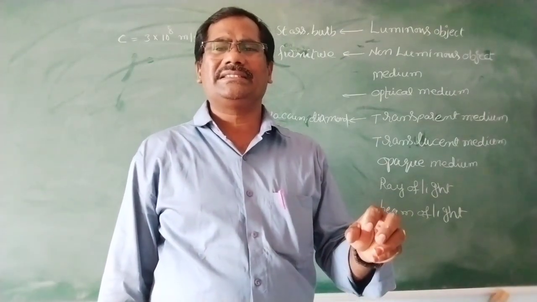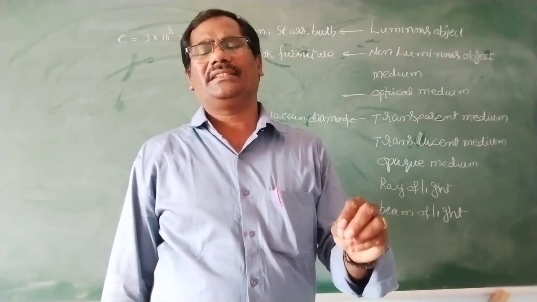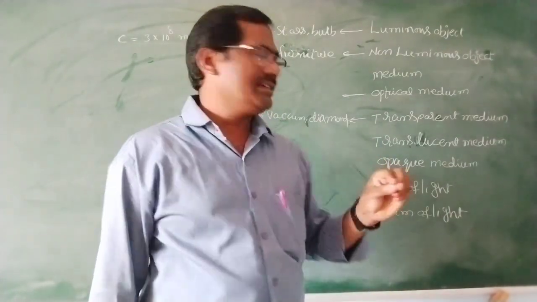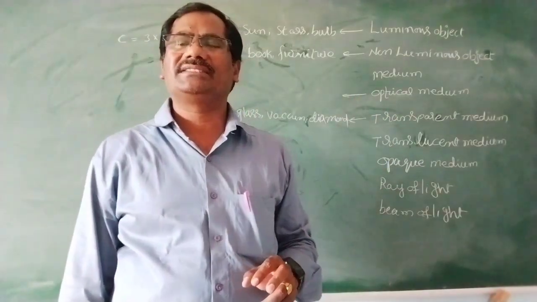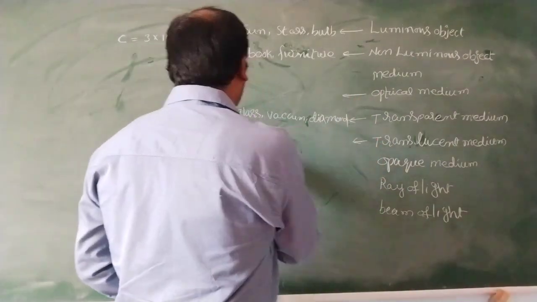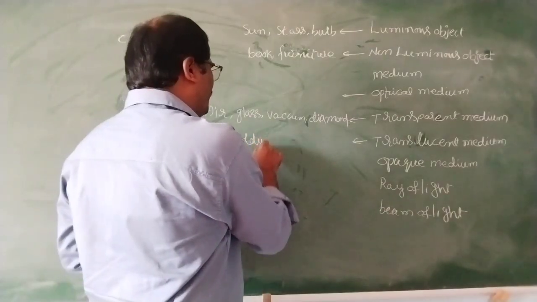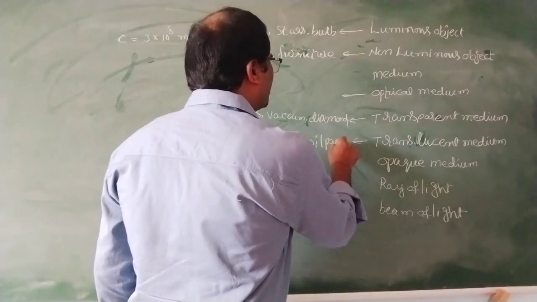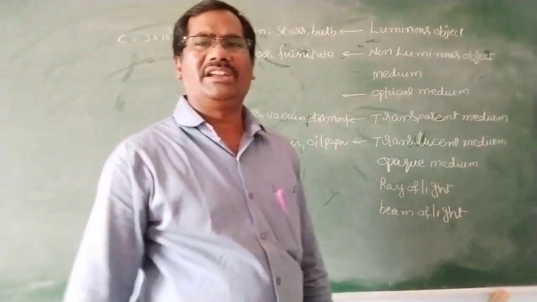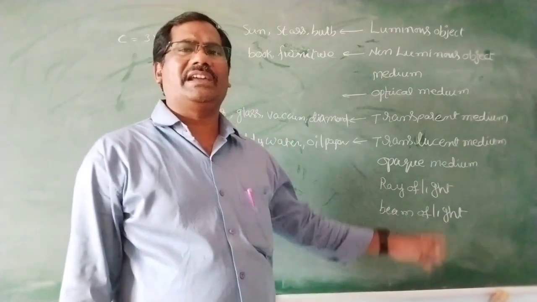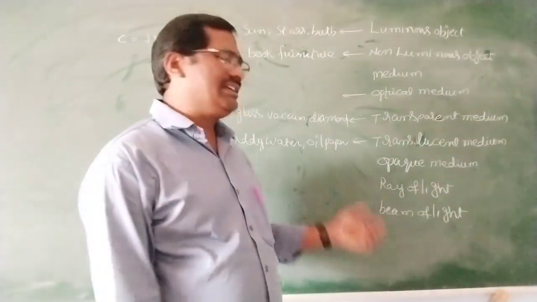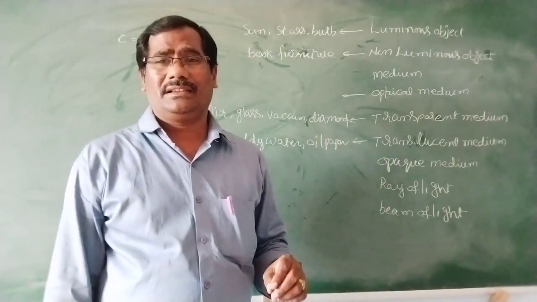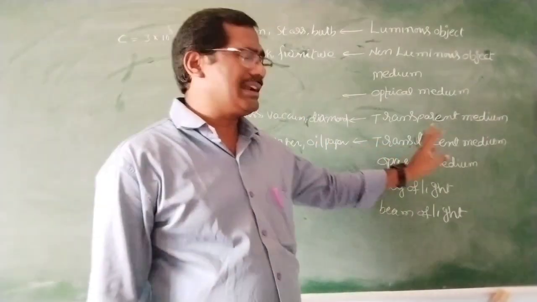Next, translucent medium. These are materials through which only some of the light passes, that means it passes partially. That is a translucent medium. Examples are muddy water and oil papers. Some thick water layers, as in the case of salty water, are also translucent.